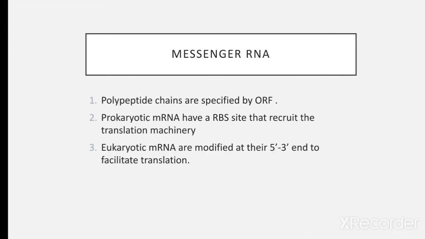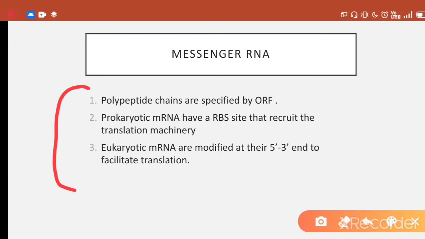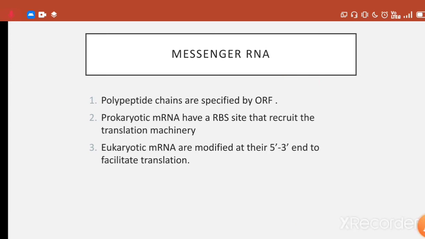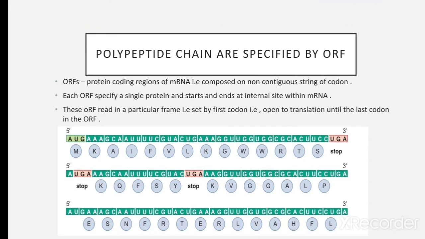So first of all, we will talk about messenger RNA, and in messenger RNA we will talk about these 3 points. And this is our first point: polypeptide chains are specified by ORFs. ORF stands here for open reading frame. So let us understand how these polypeptide chains are specified by open reading frames.